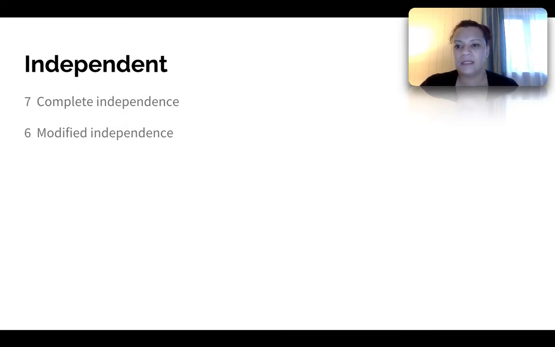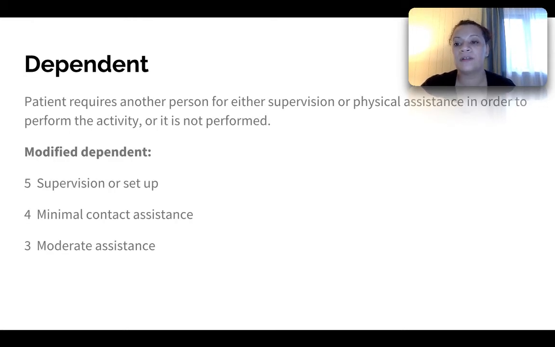So there's independent. Independent would be scored at a 7 or a 6. So a 7 if they are completely independent, and a 6 if they are modified independent. So they need a device to be able to be independent and complete their tasks. Or there's dependent, which falls in the middle. Patient requires another person for entire supervision or physical assistance in order to perform the activity, or it is not performed. So for modified dependent, they'll be scored at a 5, a 4, or a 3.